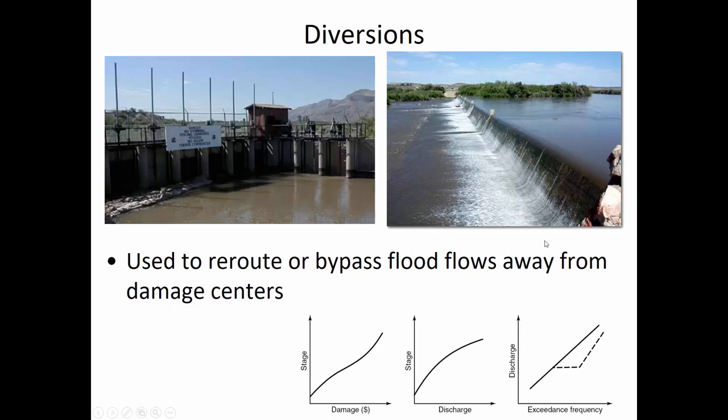If it's totally full, then that would cause the curve to be steeper. So you're rerouting and bypassing the flood water around damage centers. So a diversion, if we're going to sketch out a schematic of what it would be, is maybe we have a way of sending only some of the flow through a canal or a pipeline.